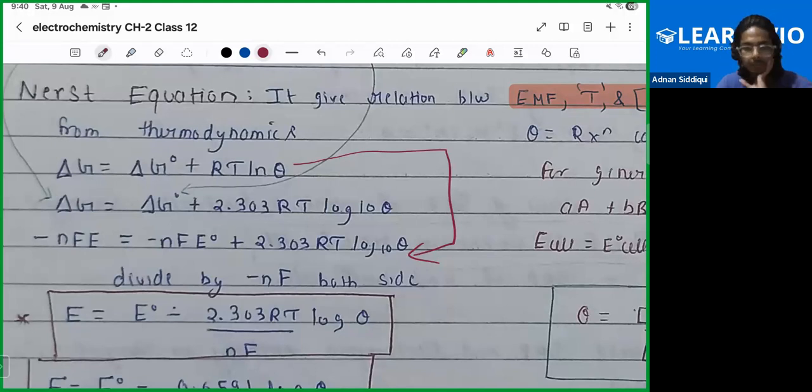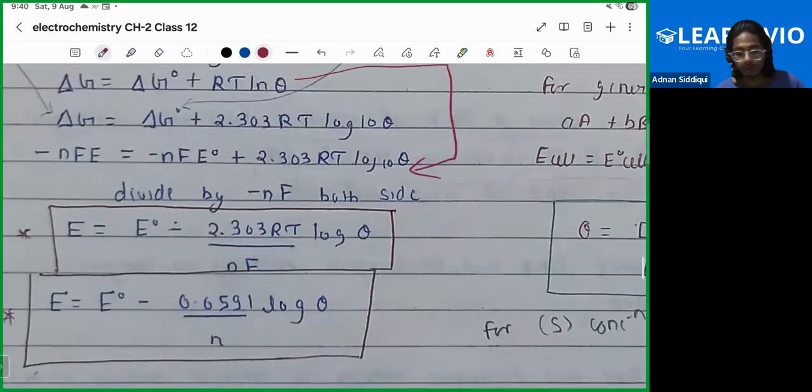Now, what you are going to do is divide the whole equation by minus NF. If you do this, what are you getting basically? You are getting this NF term cancelled out, right? And you are getting this E, and this E is basically your EMF. So after dividing this entire thing by minus NF, you are getting this formula. And this formula is your Nernst equation formula at non-standard state.